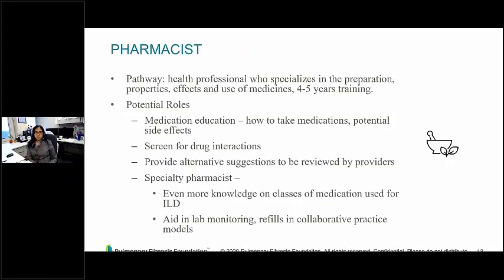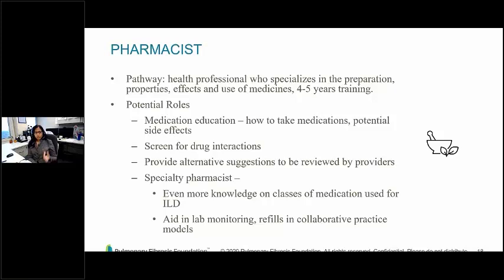And then the pharmacist. So pharmacy. These are folks who specialize in the preparation, properties, effects, and use of medications, and this is several years of training. Potential roles: I think the pharmacist sometimes is behind the scenes. We all have great knowledge of the ones at our local pharmacies, but for patients who are on some of the more specialized medications like an antifibrotic or an immunosuppressing agent, a lot of times there's a specialty pharmacist behind the scenes helping look through medication regimens.